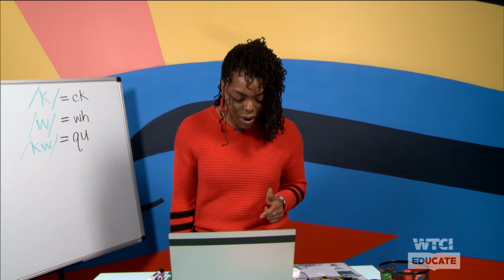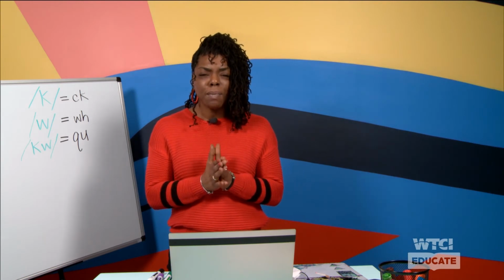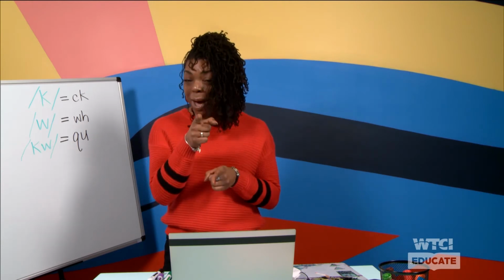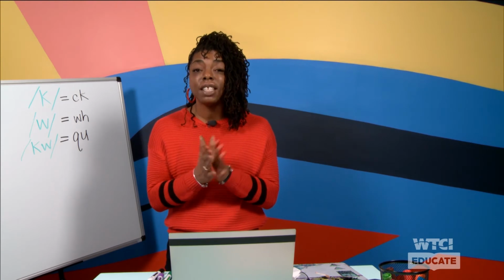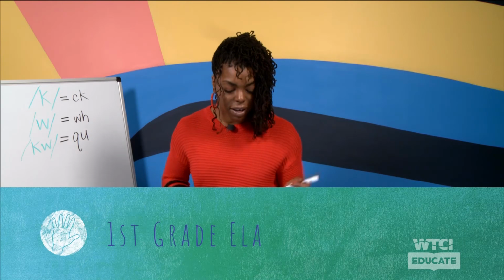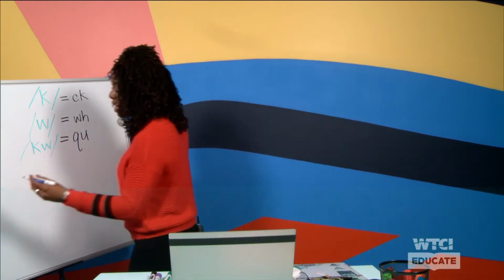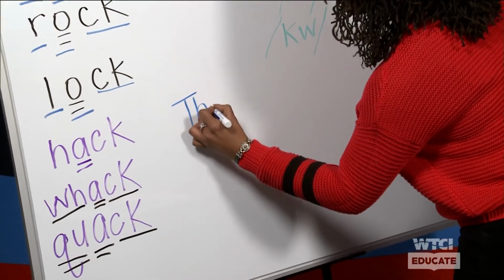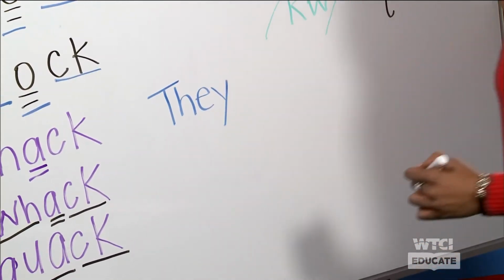Okay? Now, we are going to write this sentence together. So always remember what you know about sentences before you begin writing. All sentences start with a capital letter. All sentences have spaces in between the words. All sentences have some sort of punctuation at the end, okay? So let's write our sentence together. They is one of our sight words, our high frequency words, but it also has a digraph at the beginning, th.